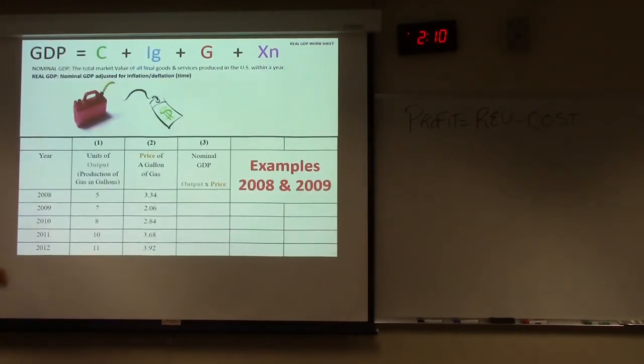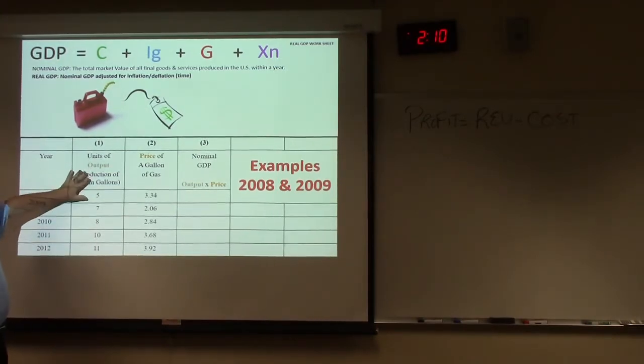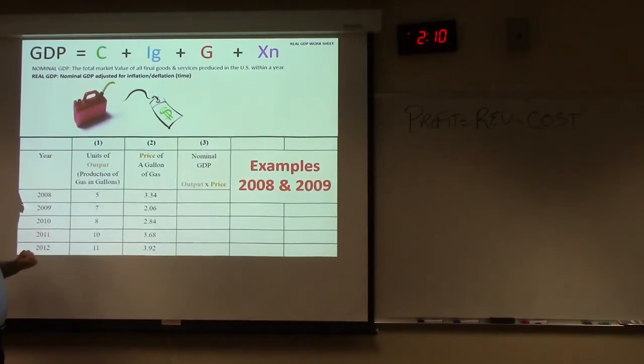Now what we're going to do is use examples. I calculated these in 2008 and 2012. And instead of everything, the millions and millions of products that we produce, we're only going to look at one. So we're going to look at the output. This is the production of the economy in this particular area. And we're going to look at gallons of gasoline, and here's how many gallons were produced.